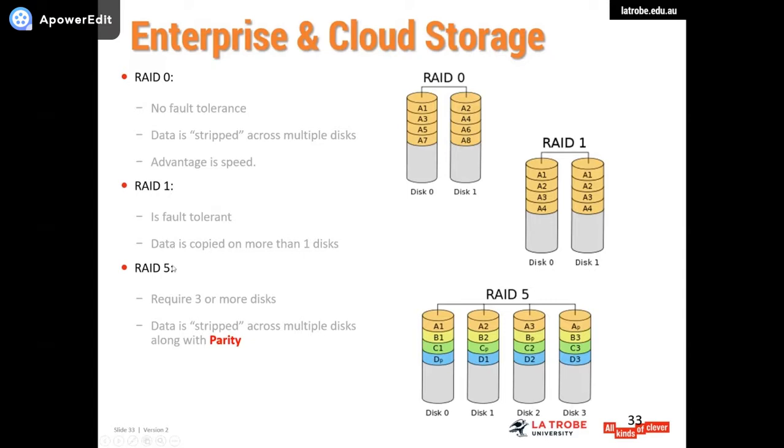So you must tell the difference between RAID 0, 1, and 5, or even more. For example, in which RAID we have fault tolerance, which we don't, which is faster, which is slower. So that's a very important part. And then you should tell the drawbacks of different RAID levels.